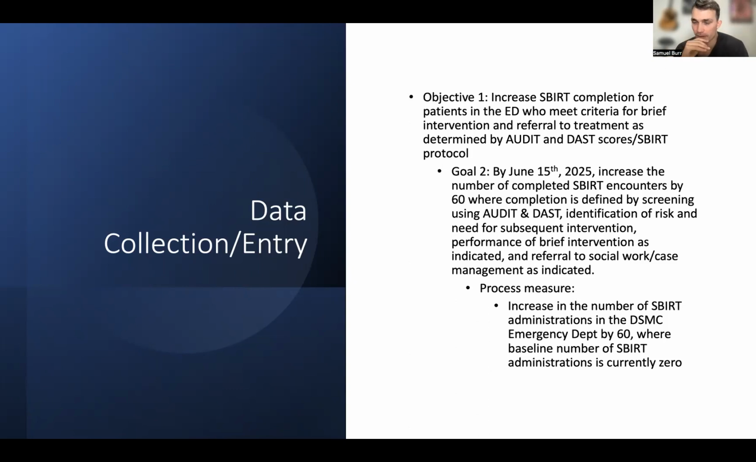The second goal will be increasing the number of completed SBIRT encounters by 60, where completion is defined by the screening using AUDIT and DAST, identification of risk, need for subsequent intervention, performance of brief intervention as indicated, and referral as indicated. We're calling it an increase by 60, but the understanding is that the previous baseline number of SBIRT administrations right now is currently 0.